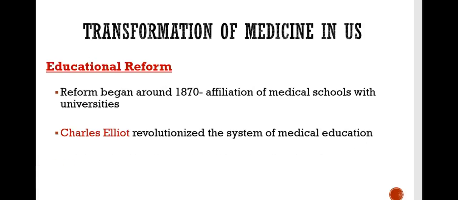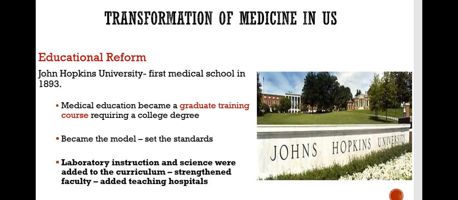Okay. And then we had educational reform. So reform began around 1870 with the affiliation of medical schools with universities. Charles Eliot revolutionized the system of medical education. We have Harvard and Johns Hopkins, who took the lead when it came to medical education. Johns Hopkins was the first medical school in 1893. It was also the first school of public health as well. Just wanted to throw that in there.